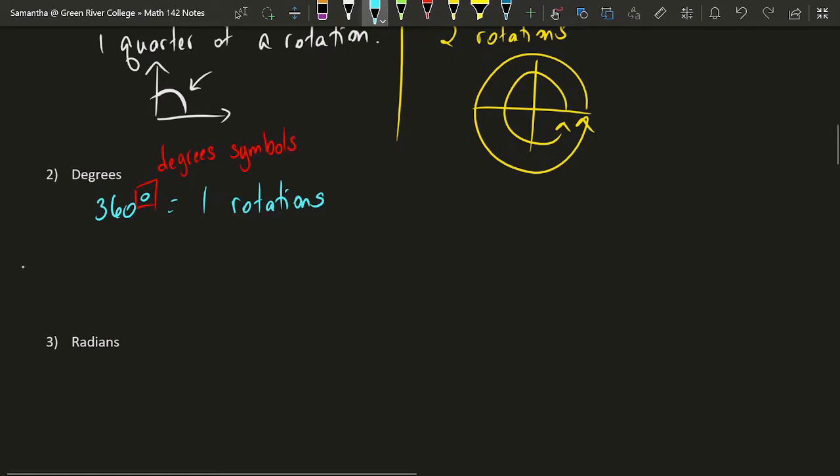So if I said something, for example, like 45 degrees, 45 degrees is equal to 360 divided by 8. So this would be equal to 1/8 of a rotation. So how would I draw this amount of turning? Well, I would take that quarter of a rotation from the previous example and I would cut that in half, and I would be moving through an angle that looks something like this.